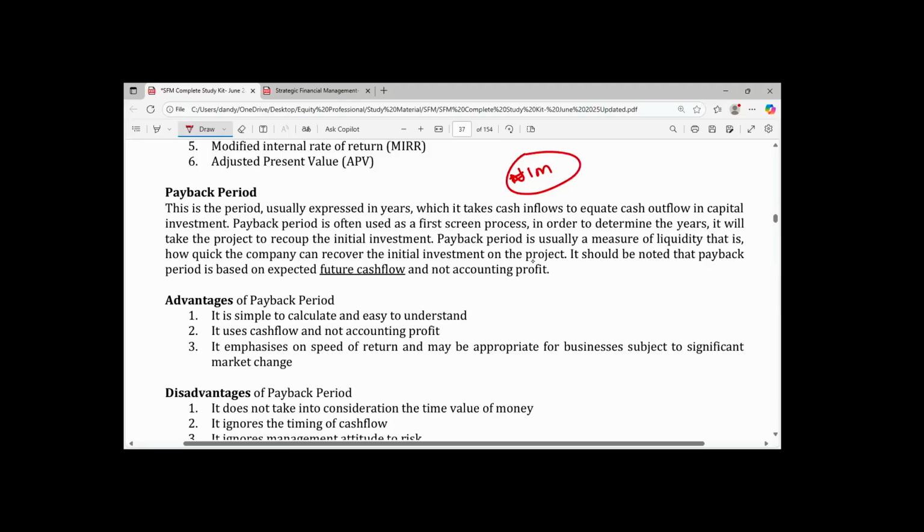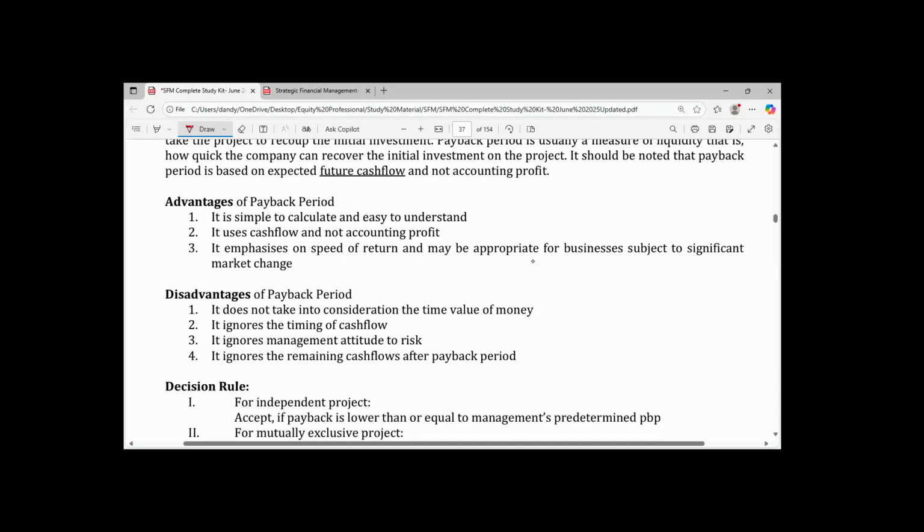However, when calculating payback period, you need cash flow, okay? You are supposed to use cash flow to recover your initial investment, unlike the accounting rate of return, whereby you use accounting profit. So that's basically what payback period is all about. Again, at this level, the examiner cannot be asking you what the advantages and disadvantages of payback period are. But again, it's good for you to know, all right? Ensure you go through it and have the understanding.